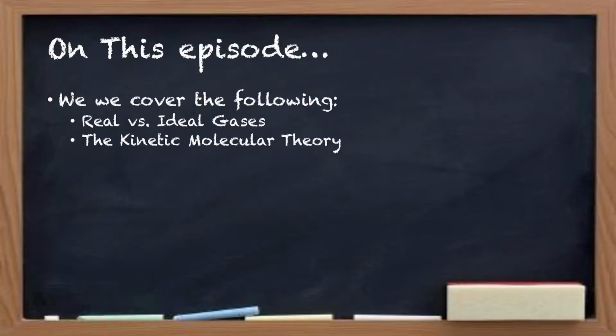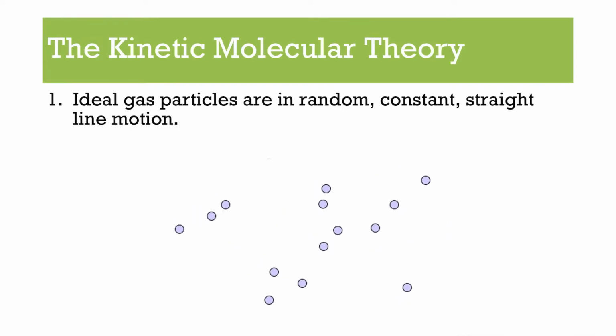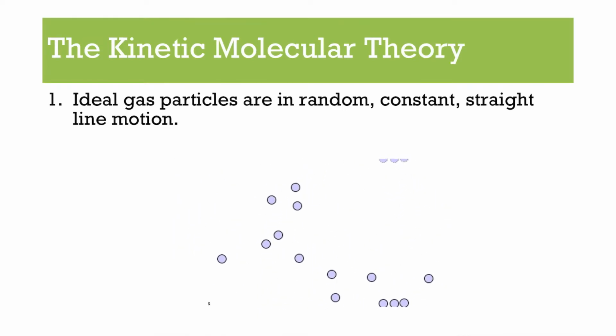Now, our last topic in this unit covers real versus ideal gases and something called the kinetic molecular theory. The kinetic molecular theory, or the KMT, predicts the behavior of ideal gas particles: their pressure, volume, temperature, velocity, frequency, and the force of the collisions. So basically, the KMT tells you how an ideal gas particle will behave. Now, there are 4 statements of the KMT.